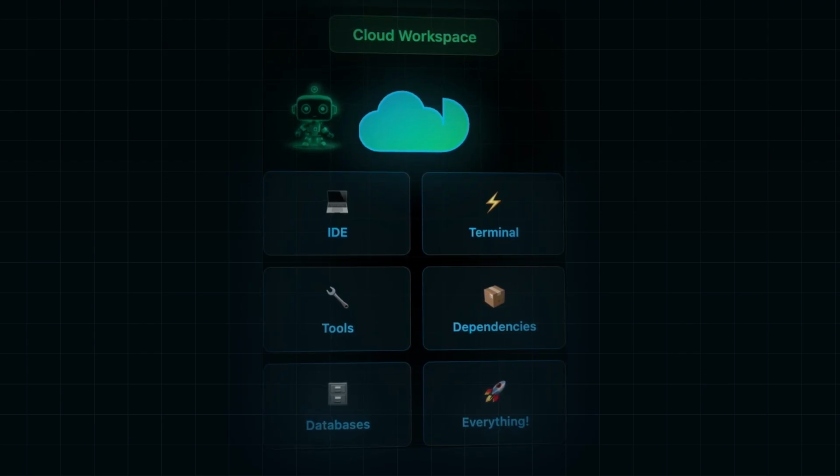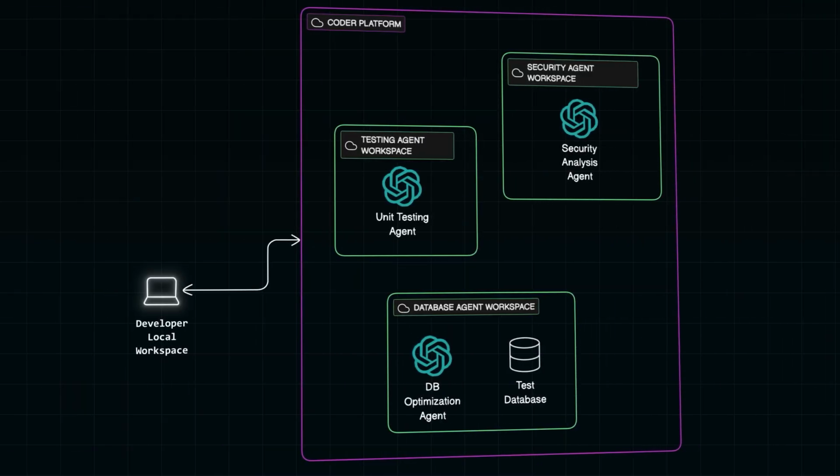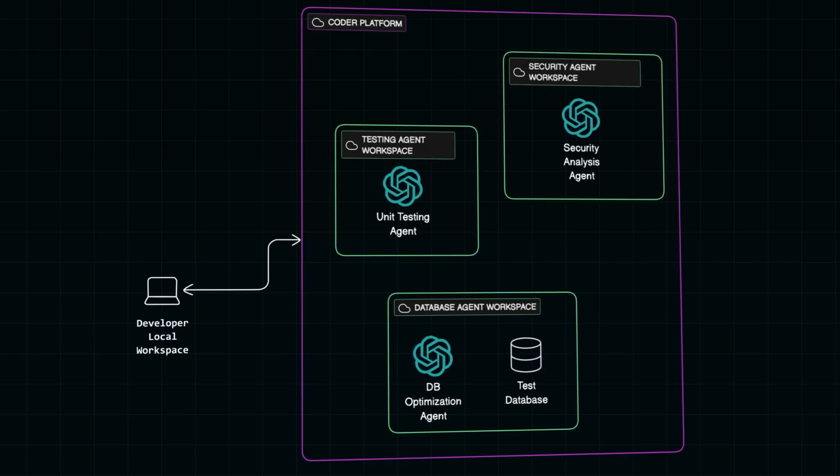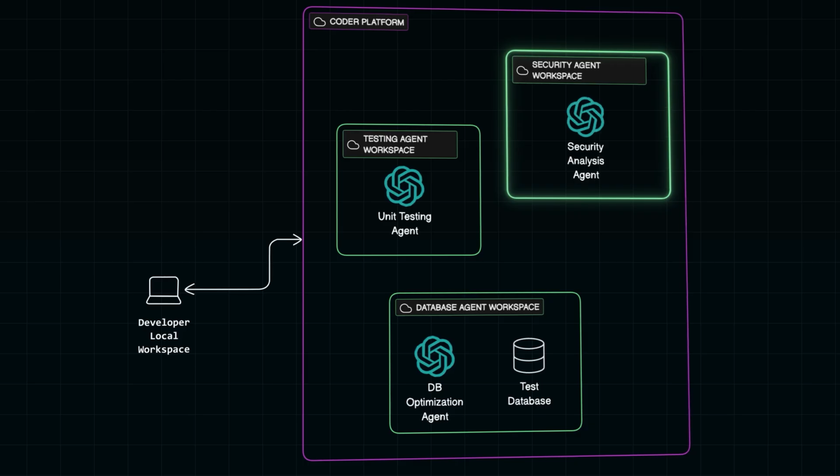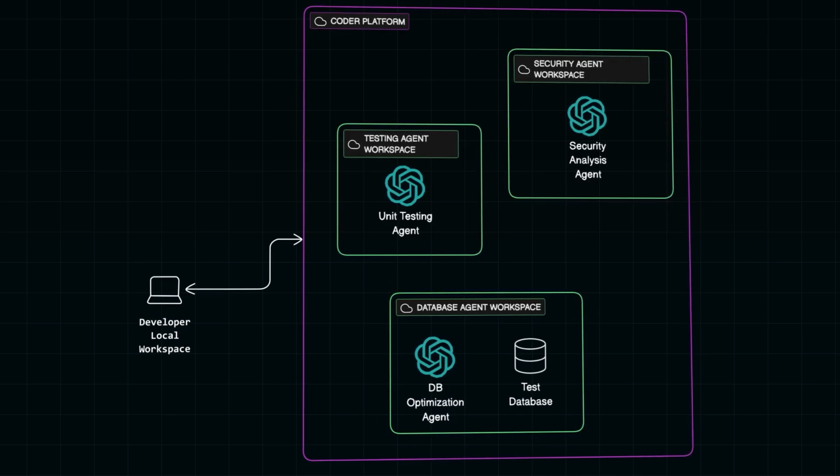Say you are building a web application and you want to use AI agents to help with three different tasks. In a traditional local setup, you'd be trying to coordinate all of this on your laptop. But with a platform like Coder, each agent gets its own workspace with exactly the resources it needs.